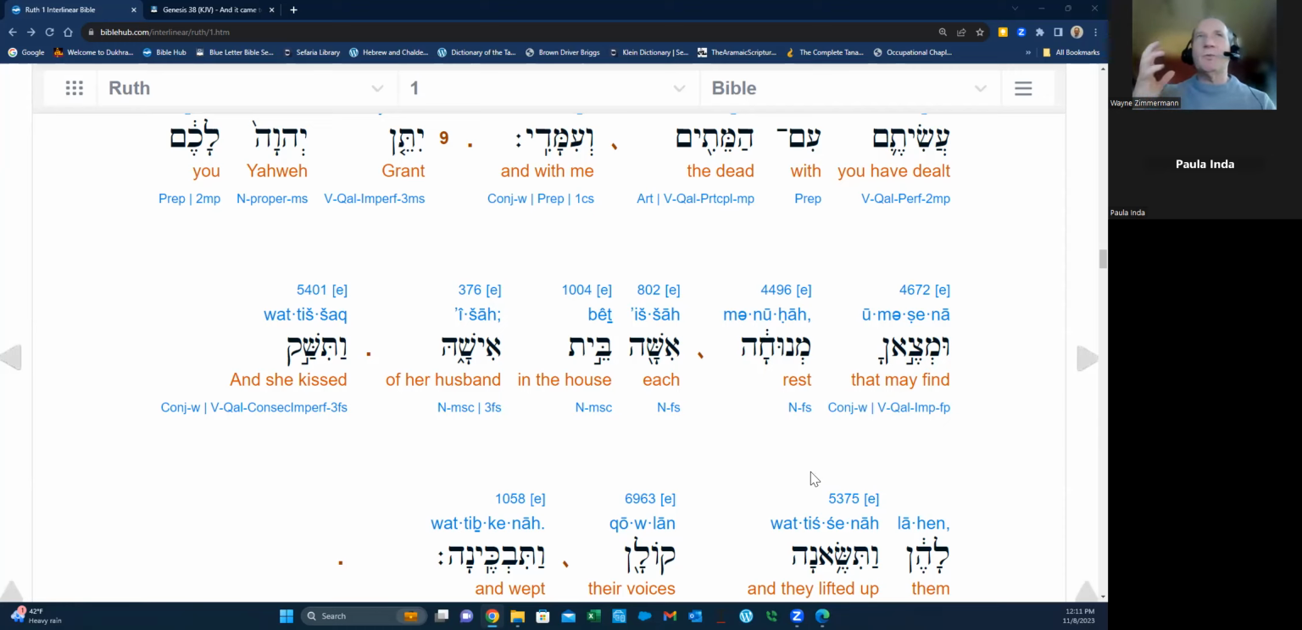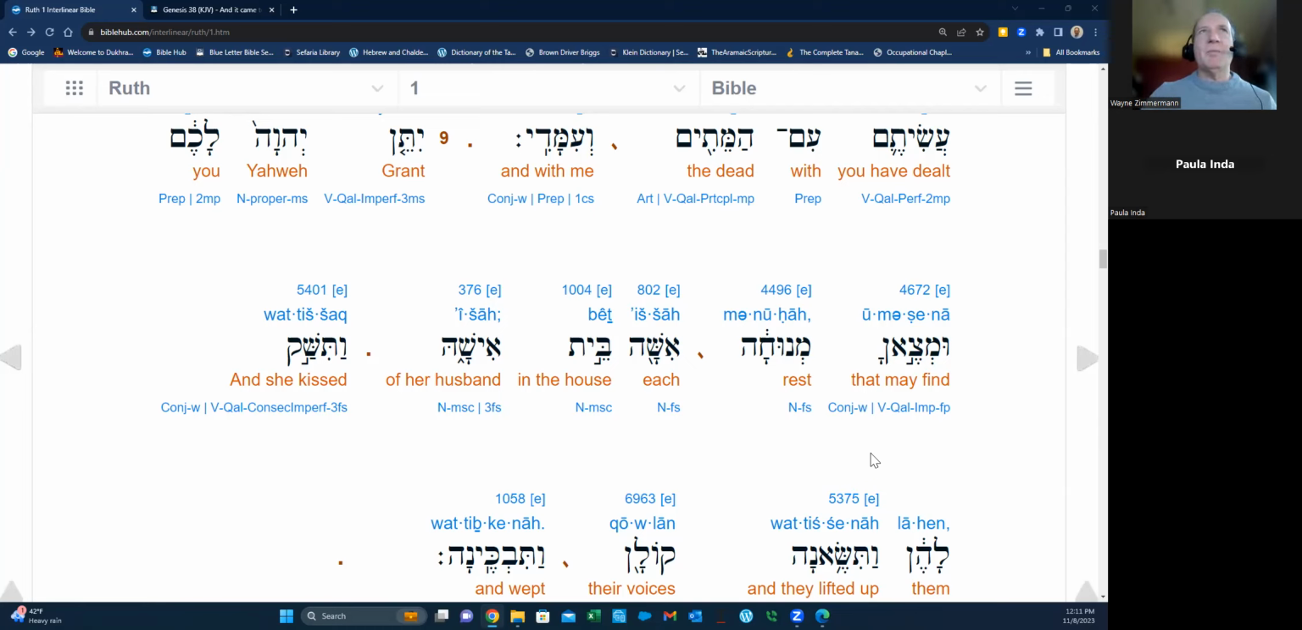So what Naomi is saying here, she's talking to Ruth and Orpah and saying, go back home. Naomi's going back to Israel and she's trying to dissuade them from coming. And so this sets up this really interesting exchange here.